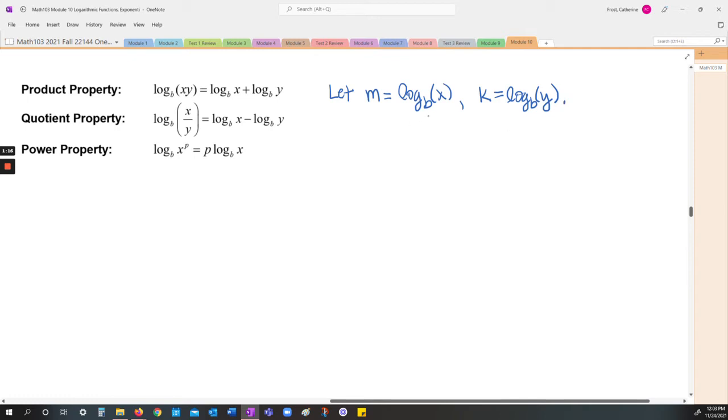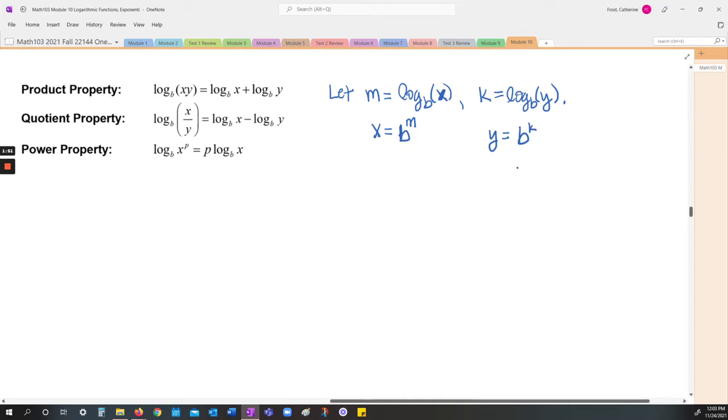Okay, and so going back to the definition of a logarithm, we could rearrange each of these. For m equals log base b of x, this means that x is equal to b to the m. So that's just using the definition of a logarithm and writing it in exponential form. And then same thing over here, we could write that y is equal to b to the k.